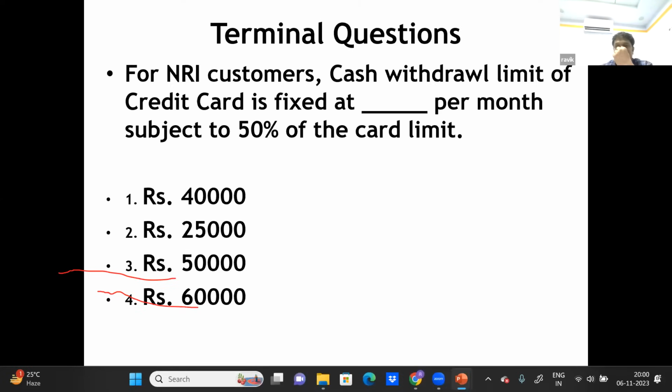For NRI customers, the cash withdrawal limit of credit card is fixed as dash. I told you, for NRIs, for individuals, same amount: 50% of card limit and the maximum is, yeah, very good. Everybody is answering 50,000, it is right. If it is a corporate credit card, simply add one zero. 50% only of limit, 5 lakhs.